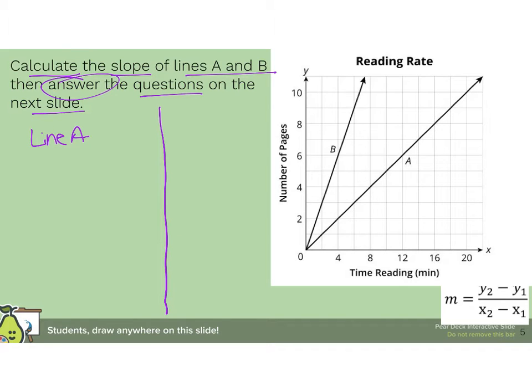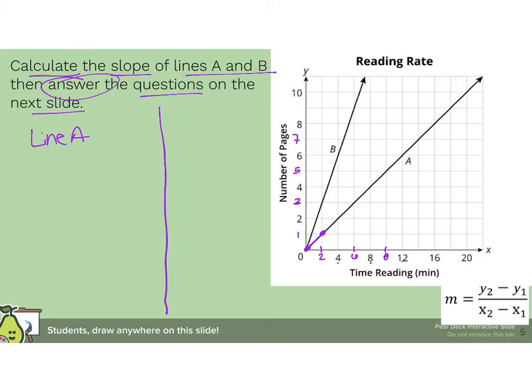Okay, so for line A, I have the origin. The next point I can use is right here. So I see 4, 8, 12, but they're not counting the spaces in between. So that's 2, and then 4, and then 6, 8. So we're counting by 2s. And then for Y, we're actually counting by 1s.